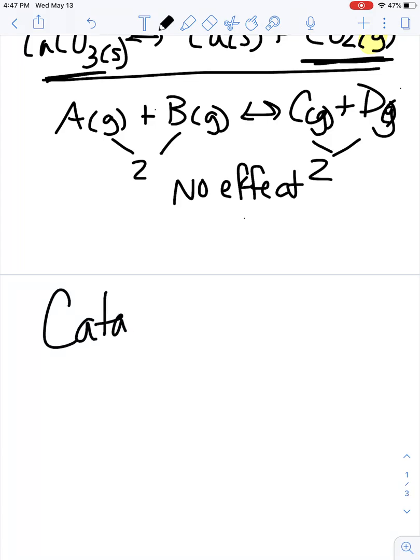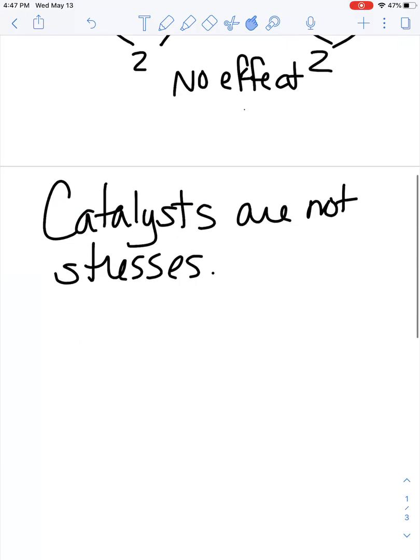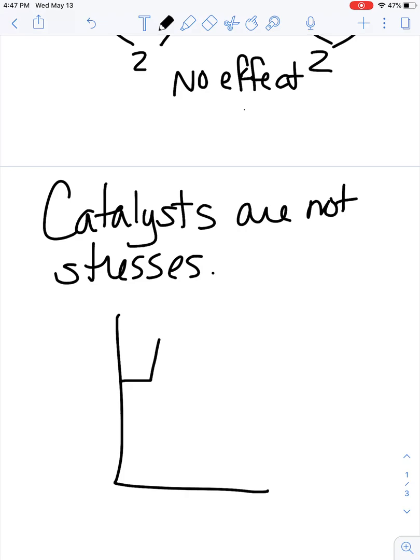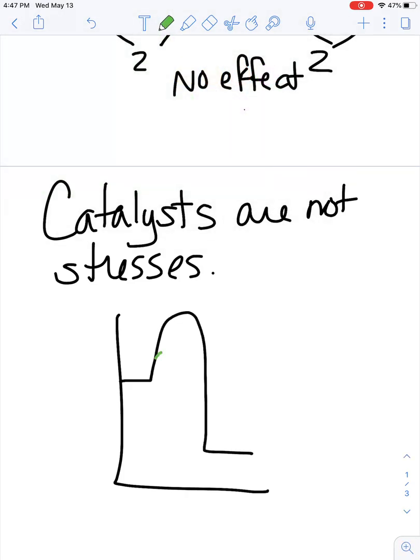So a catalyst with respect to a stress, catalysts do have a big effect, but not with respect to stress. So catalysts are not stresses. So they don't cause shifts. But what they do is they equally speed up the forward and the reverse reaction. So if you take a system that's exothermic, little review here, so exo is high-low, and you add a catalyst to it, remember the catalyst will lower the peak or the activation energy.